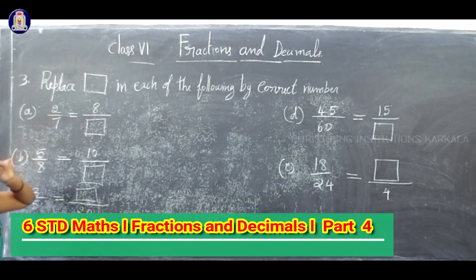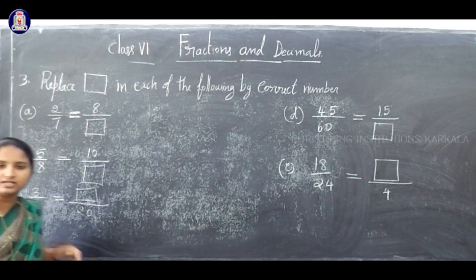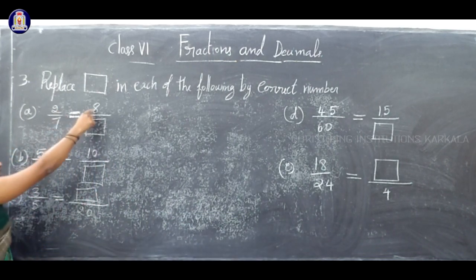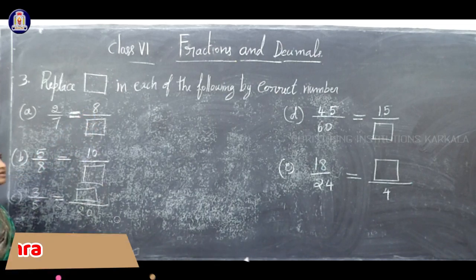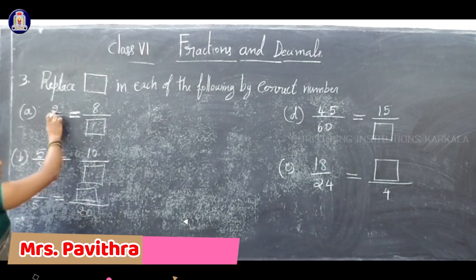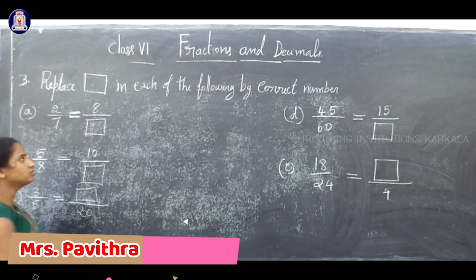Clear? Now how can we find the answer? In between these two fractions, the sign given is equal, so these are equivalent fractions. 2 by 7 is equal to 8 by the question mark. What number can we write inside the box? Now think 2, 8. 2, how much to reach 8?